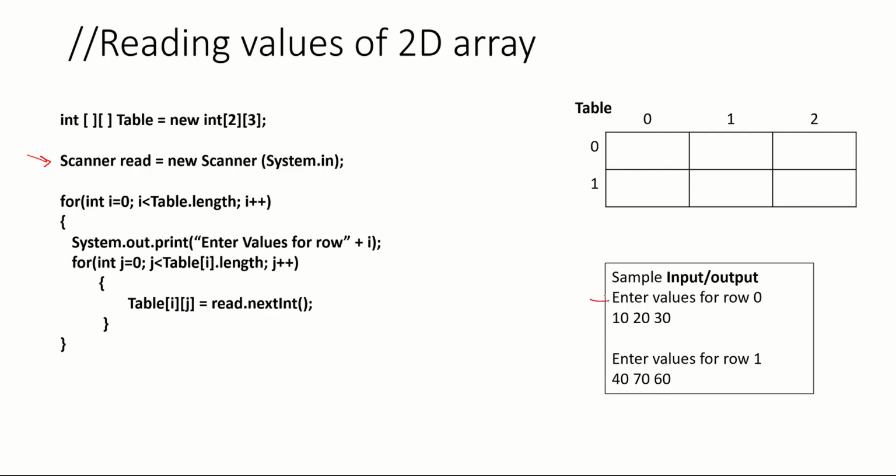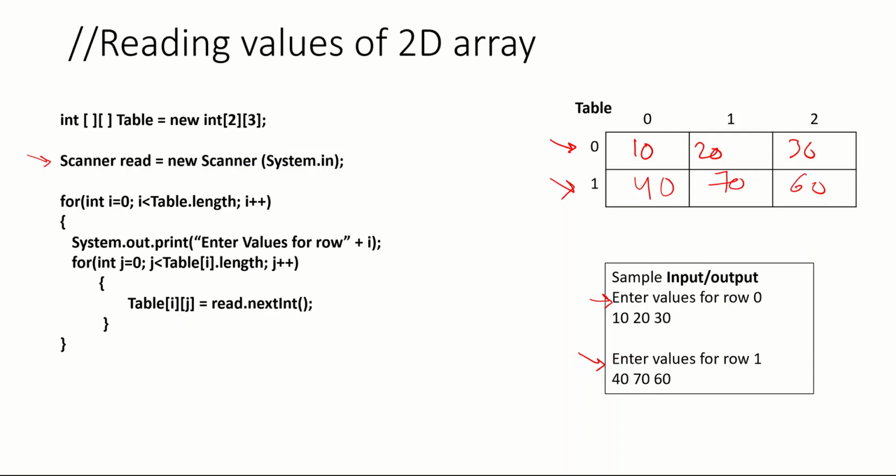We will ask the user for values by saying "enter values for row 0." If the input was, for example, 10, 20, and 30, it means for row 0, I should have 10, 20, and 30. Then I will ask the user again, "please enter values for row 1." If the user says 40, 70, and 60, these are the values we have to save in the columns of row 1.